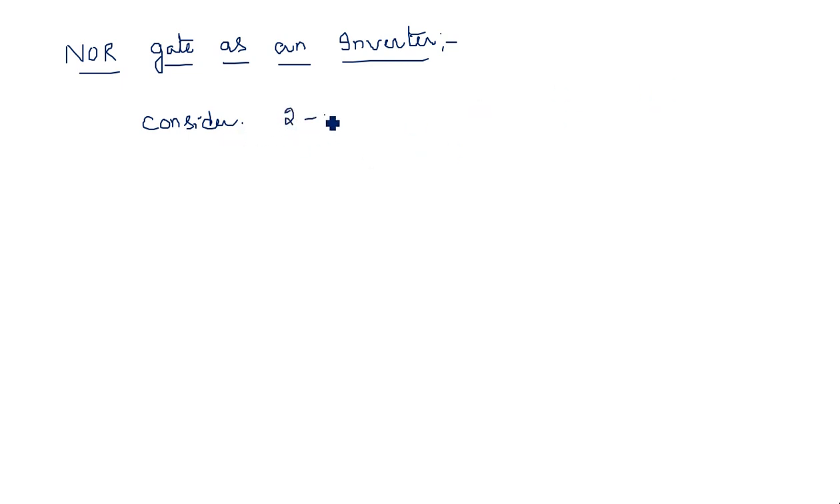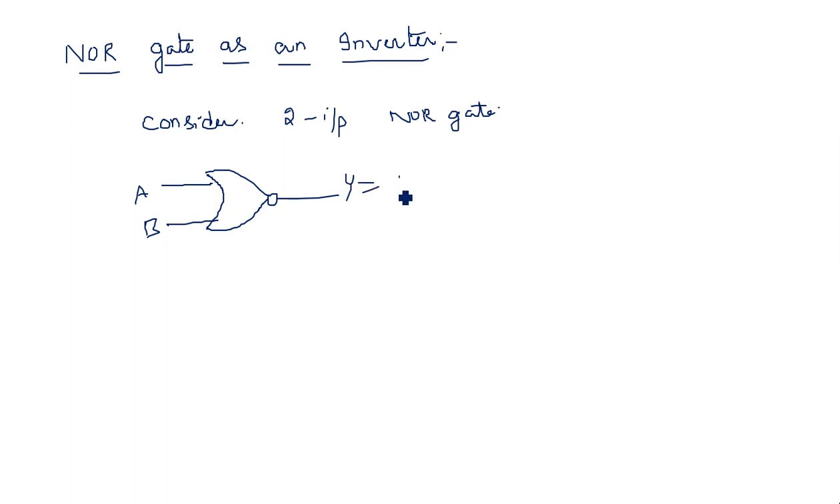Consider a two input NOR gate. This is the two input NOR gate. Here we have one input, here we have another input, A, B, and Y is equal to A plus B whole bar. Let us take the truth table as well. A, B and Y: 0, 0, 0, 1, 1, 0, 1, 1. So for 0, 0 it is 1, and in the remaining cases it is 0.